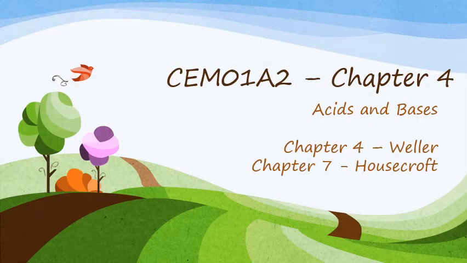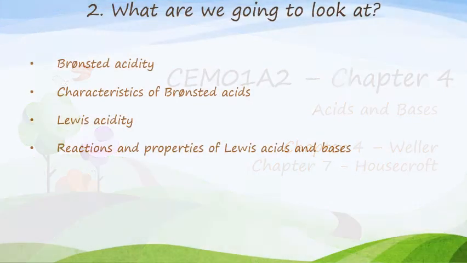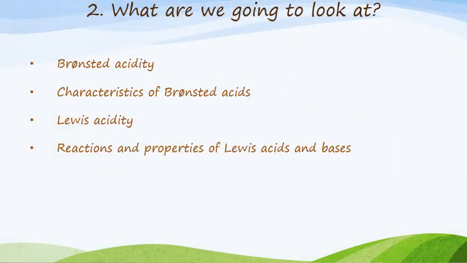So this is the first part on the unit on acids and bases, and it's really just a revision of this material that you've done in first year. So what you're going to look at is Brønsted acidity, characteristics of Brønsted acids, Lewis acidity, and reactions and properties of Lewis acids and bases in this unit.